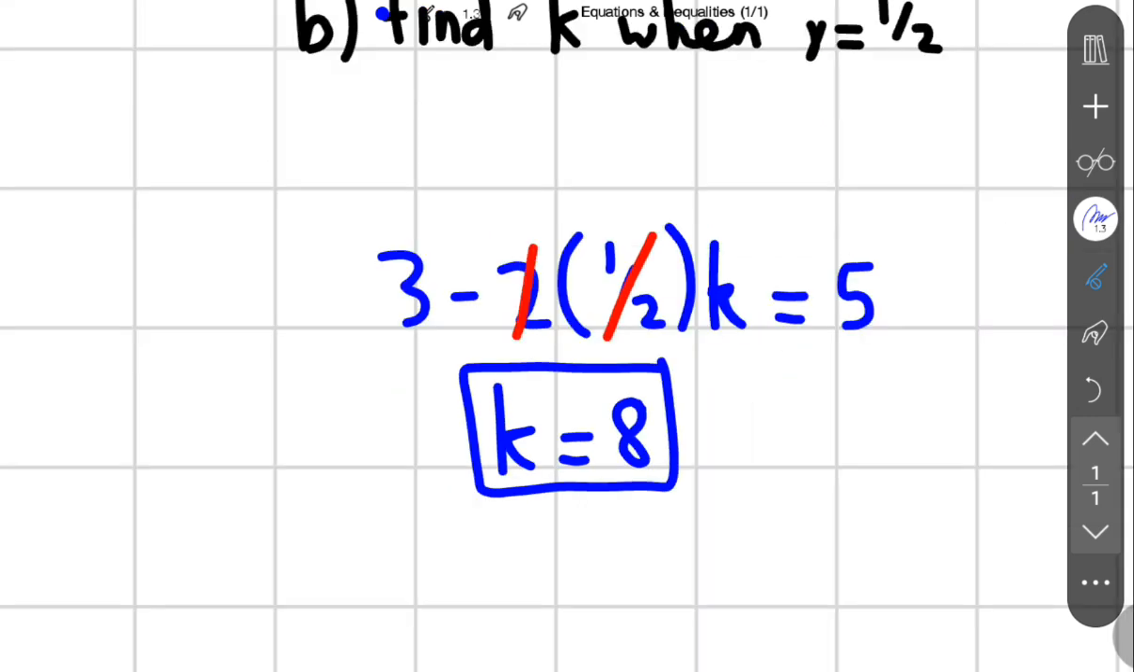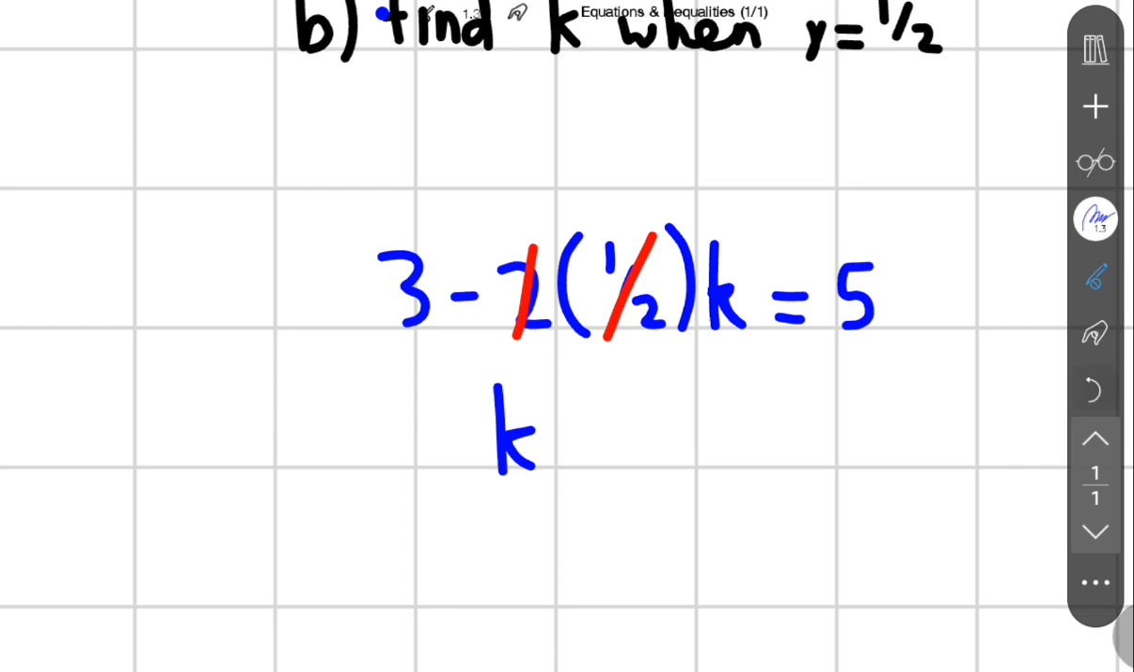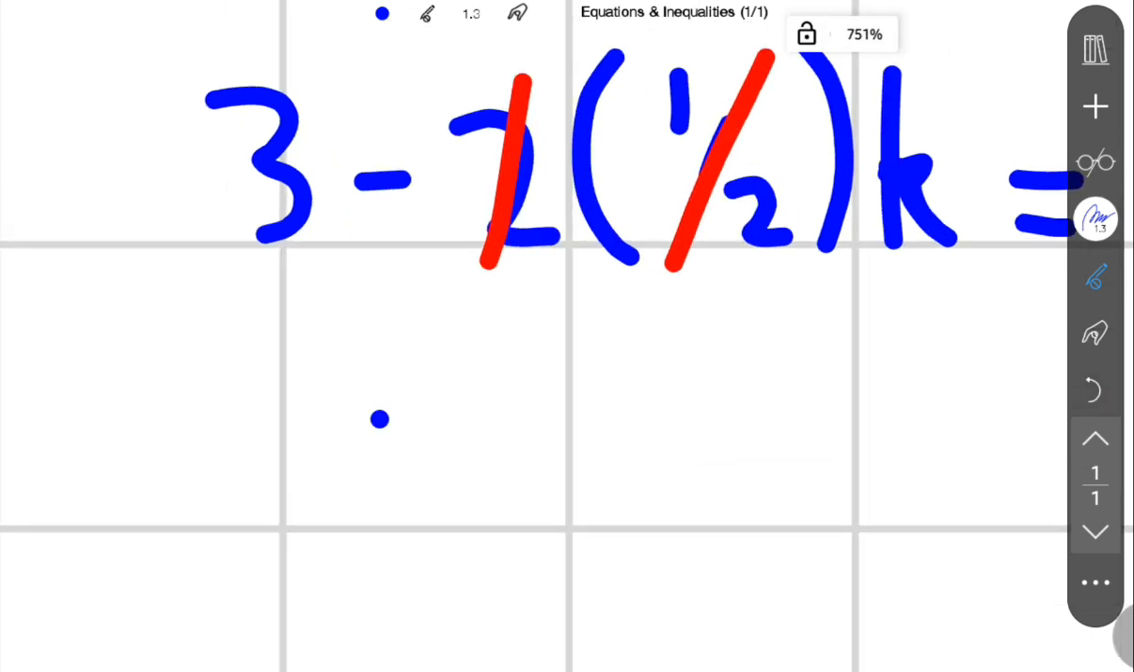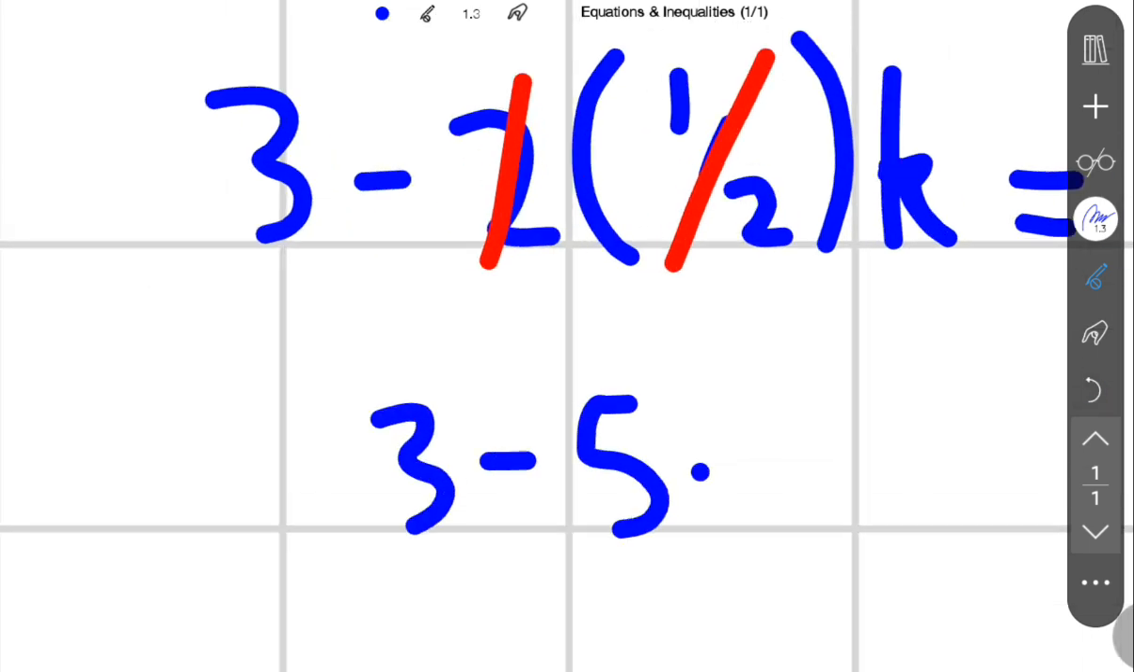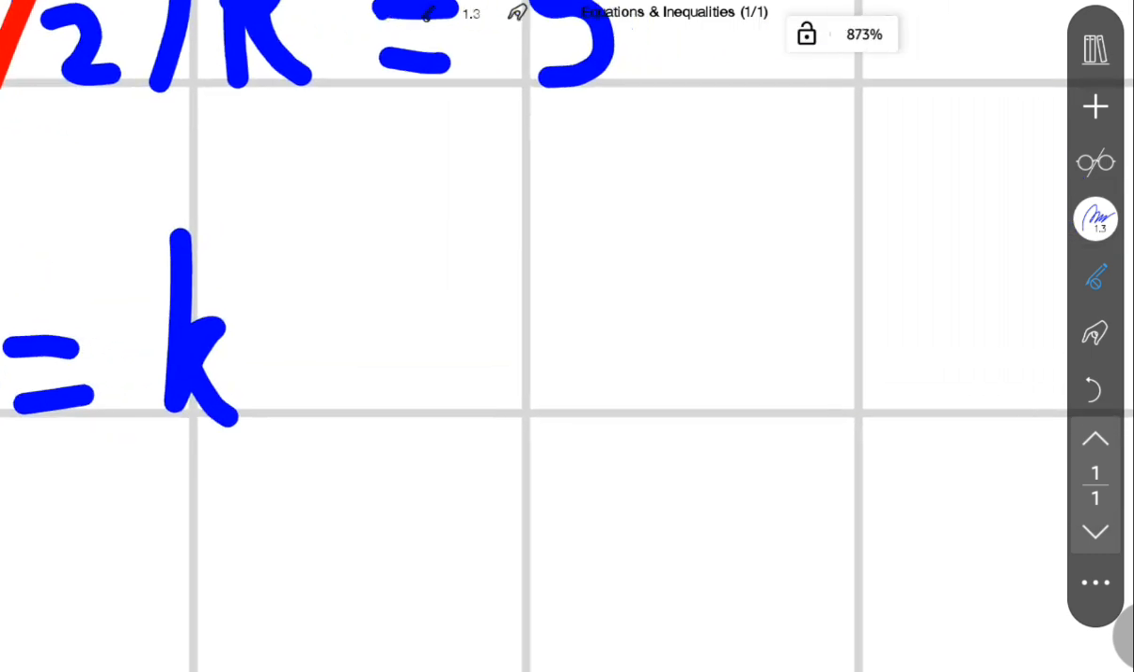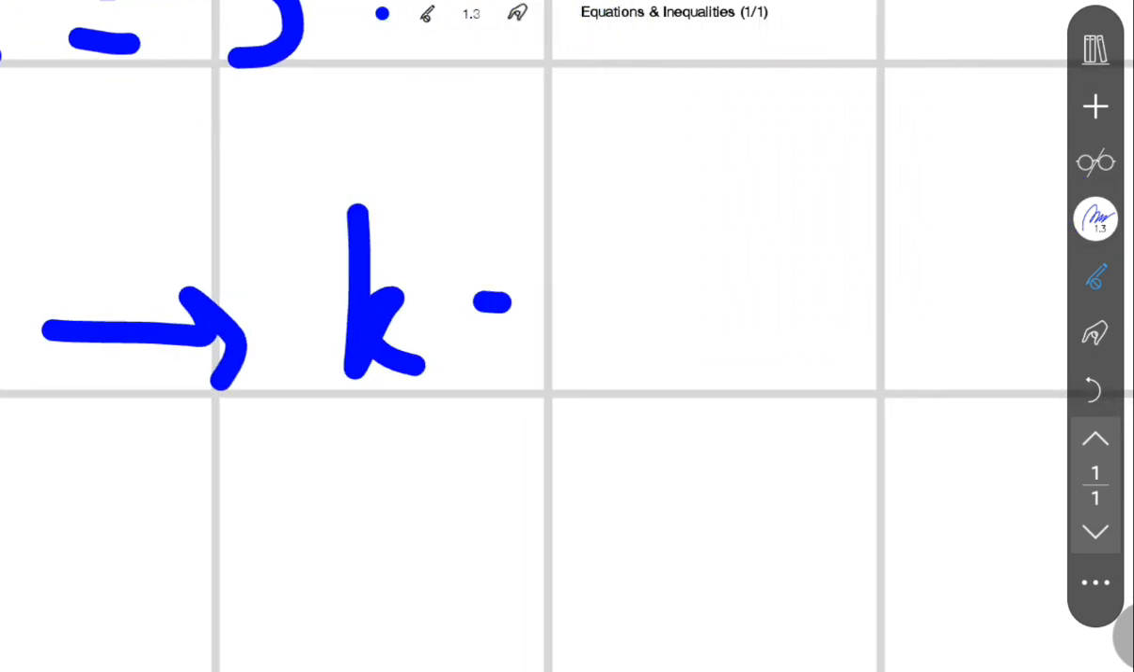Wait. This is what you get when you're in a hurry. It will be 3 minus 5 equals k. So k equals negative 2.